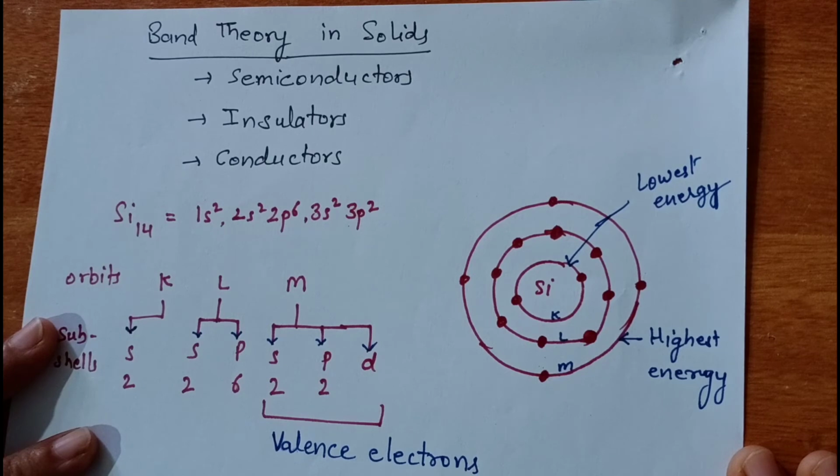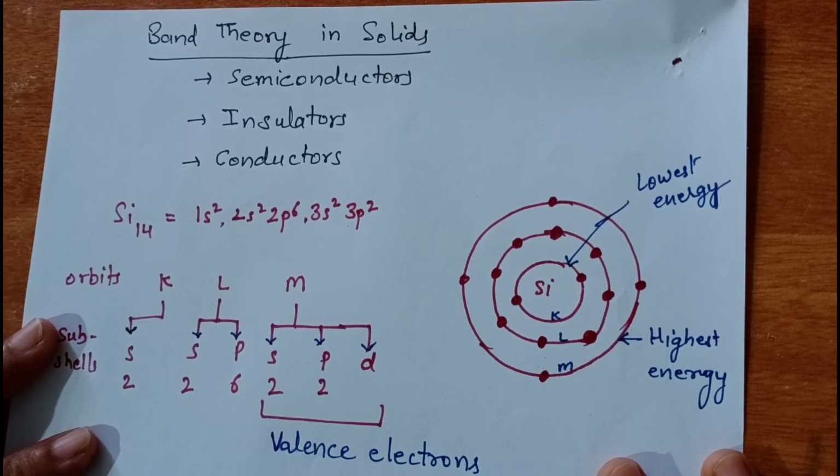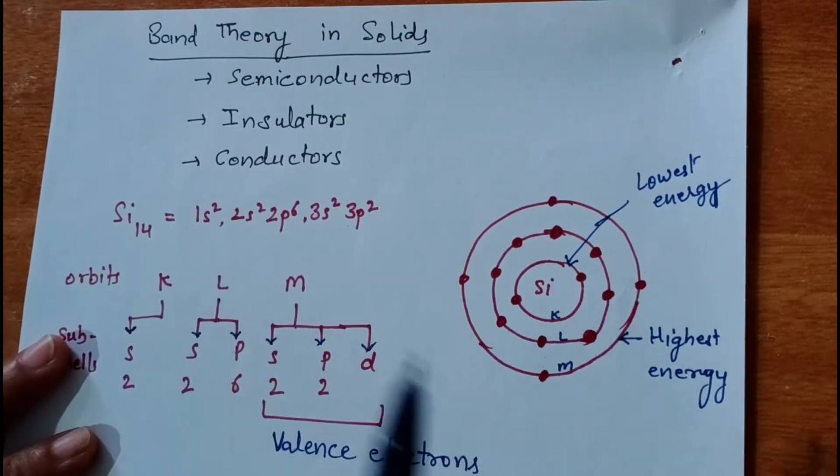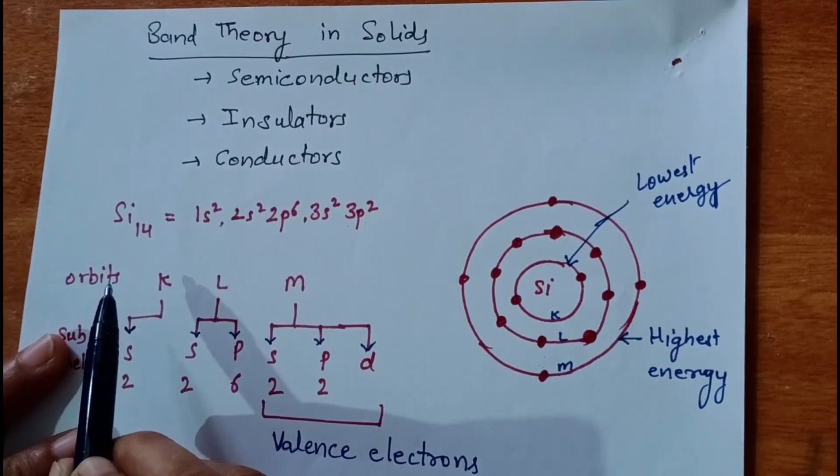Friends, we will study band theory in solids in this video. Band theory easily explains the difference between semiconductors, conductors and insulators. We will take the example of silicon. Silicon is a solid and it is a semiconductor.